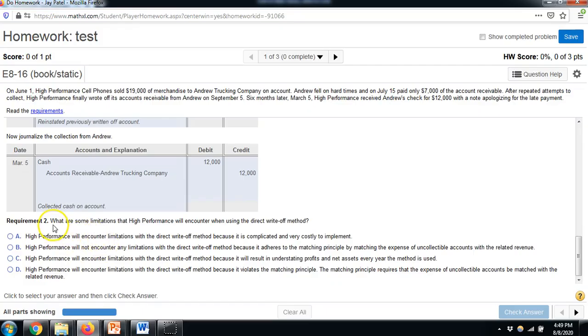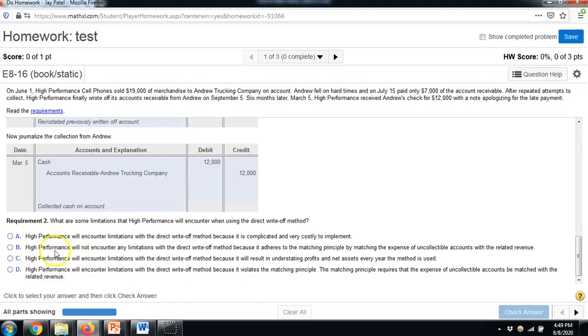So now this question is asking us, what are some limitations that High Performance will encounter when using the direct write-off method? So the first one is saying that it's costly to implement. That's actually the opposite. The direct write-off method is easier to implement because you're not having to do any estimations like we have to do with the allowance method. So I don't agree with A.